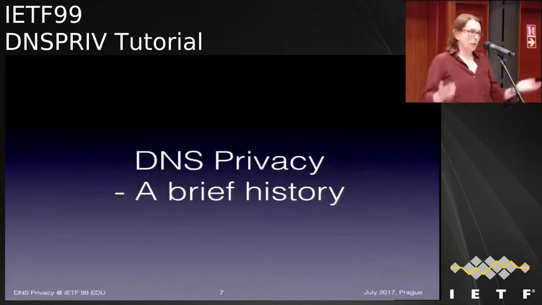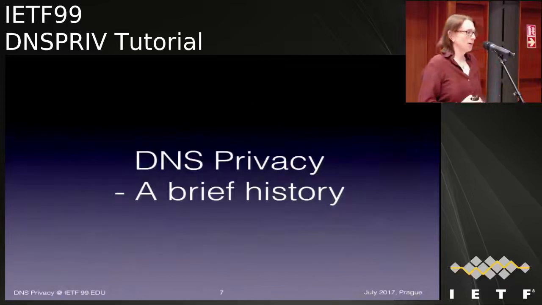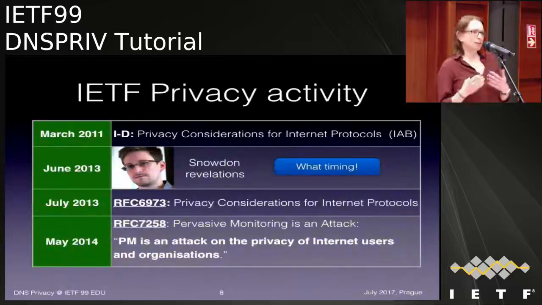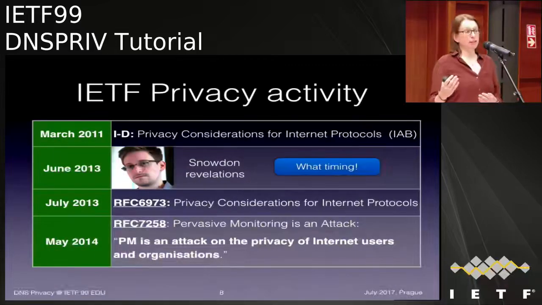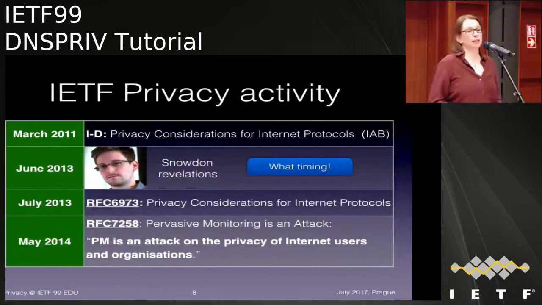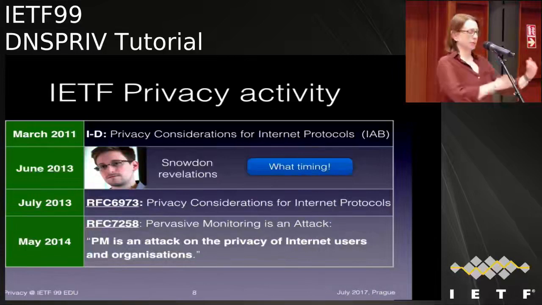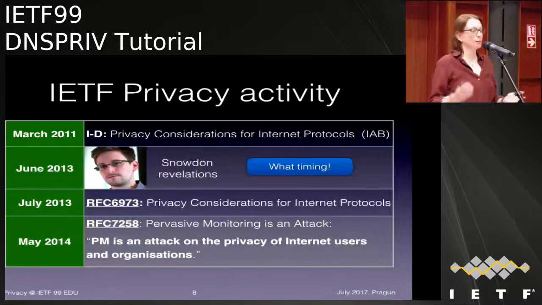So I'll move on and talk a bit more about where the IETF has come into this and where the DNS working groups have come into this. So a potted history of privacy considerations in the IETF. Work actually started on this back in March 2011, when the IAB worked on a document about privacy considerations for internet protocols. Now, you're all probably familiar with, when you read an RFC, there's a section at the end that says security considerations, and that's been there for a long time.